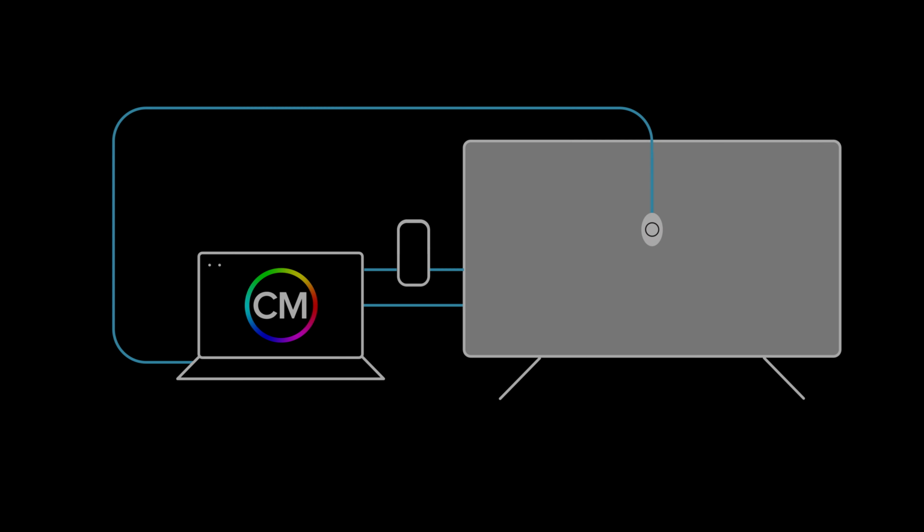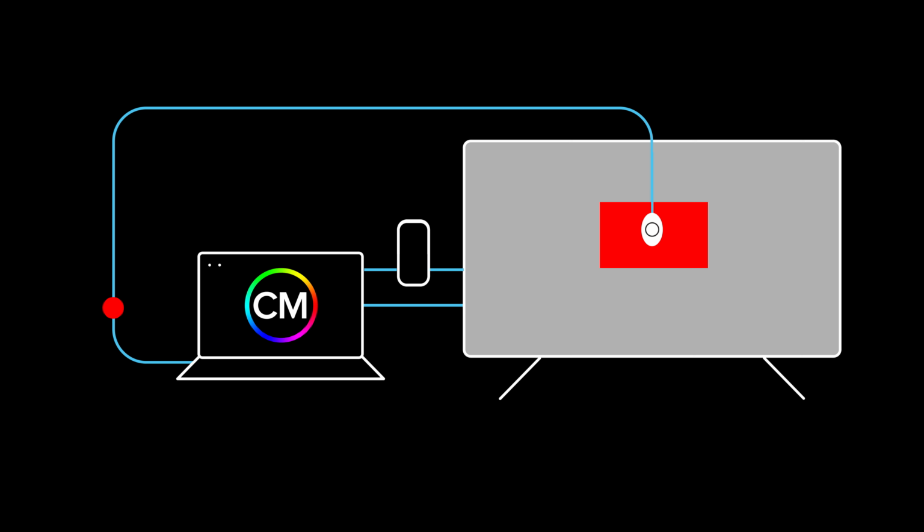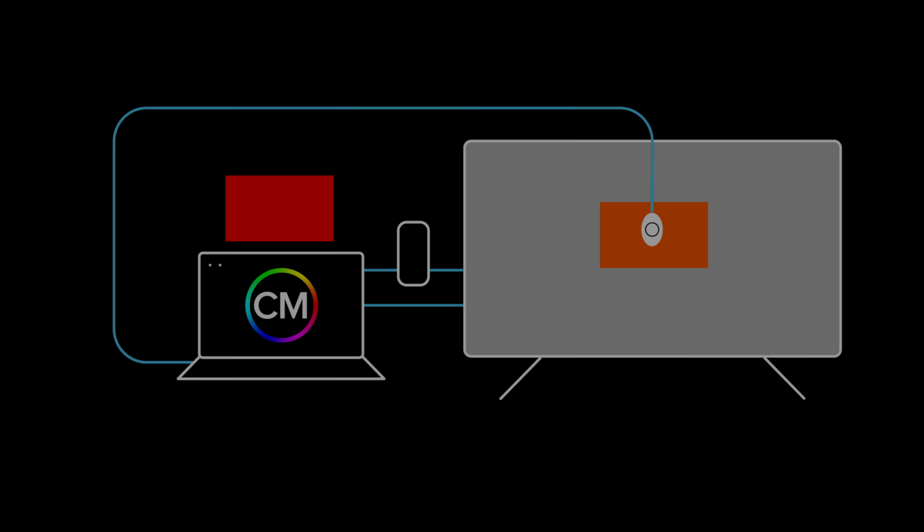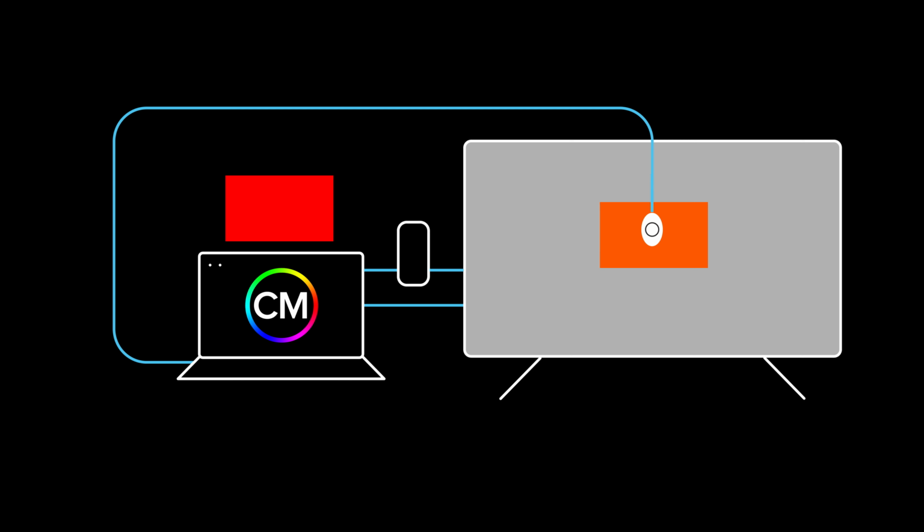The patterns that are generated are just rectangles sent to the screen that have a specific color value. During the calibration process, CalMAN tells the pattern generator to send a specific color to the screen. The meter reads the color and reports back to CalMAN. CalMAN knows the value of the color that was sent and compares it with the value read by the meter. Then CalMAN makes adjustments to the TV so the two values match.